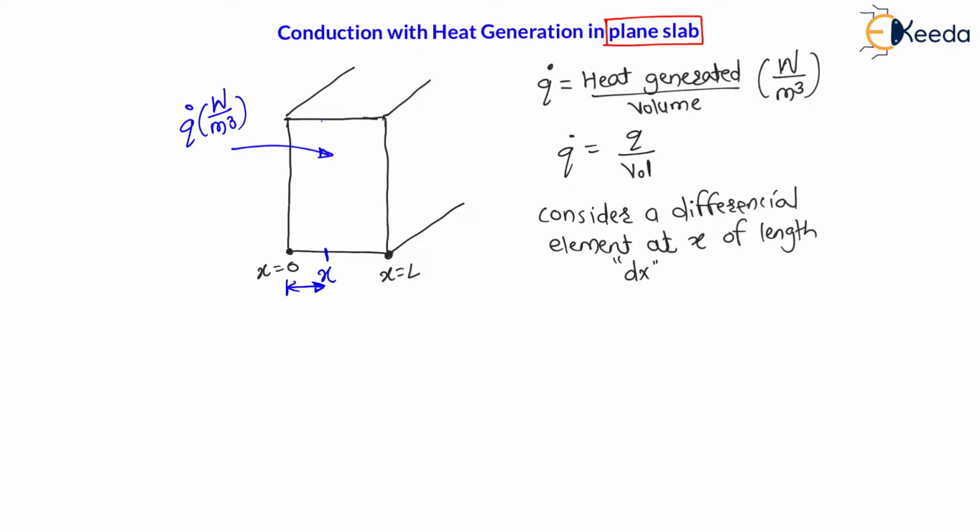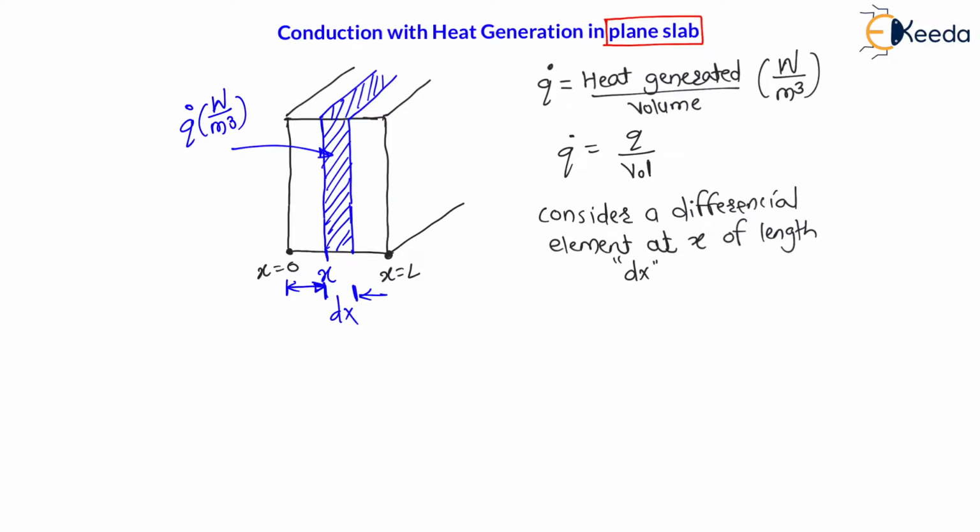So let us consider this element. If I consider this element of very small length dx, then from this location to this location the distance will be dx. The element is considered in the complete slab. Now I have considered a very small differential element at distance x from x is equal to 0, of length dx. We will do the analysis of this very small element, and we will integrate this effect from x is equal to 0 to x is equal to L, so that we get the effect on the entire slab.